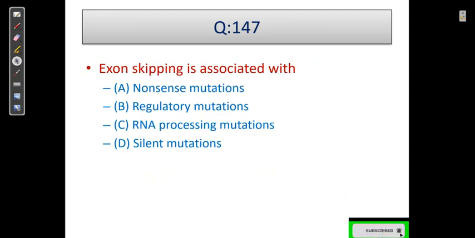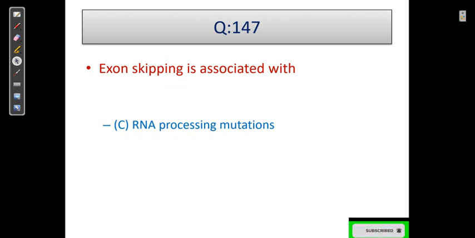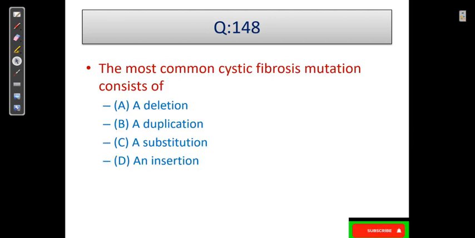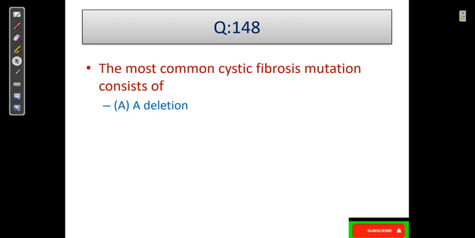Exon skipping is associated with nonsense mutations, regulatory mutations, RNA processing mutations, silent mutations. So exon skipping is associated with RNA processing mutation. The most common cystic fibrosis mutation consists of deletion, duplication, substitution, insertions. So the correct one is deletions.